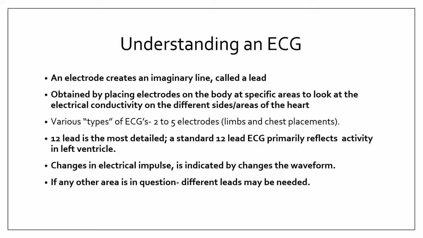Any changes in electrical conduction appear as changes in the ECG waveform, so they might change the shape, height, or duration. And these waveform changes give us clues about ischemia, infarction, conduction abnormalities, or electrolyte disturbances. If symptoms or findings suggest involvement of areas that aren't visualized well, we might put additional leads on the patient, just as an FYI.